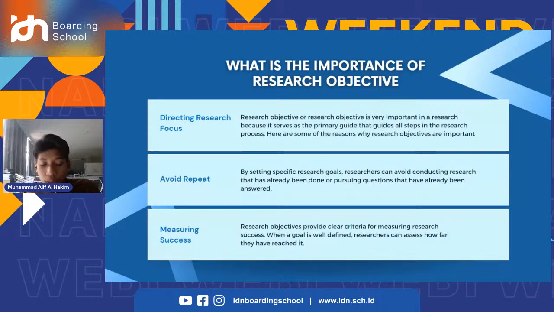And the second, avoid repetition by setting specific results goals. Researchers can avoid repeating research that has already been done or asking questions that have already been answered. And the third, measuring success. Research objectives provide clear criteria for measuring research success. When a goal is well defined, researchers can assess how far they have researched.